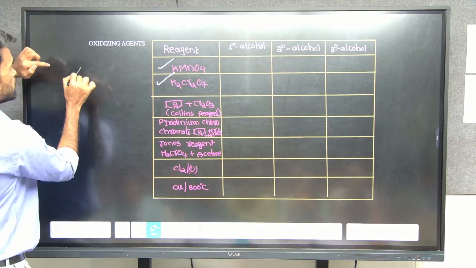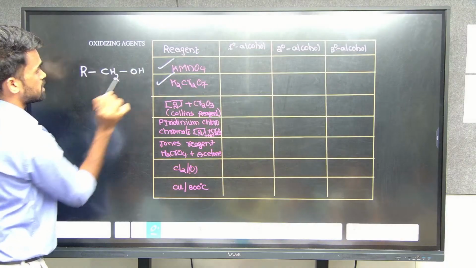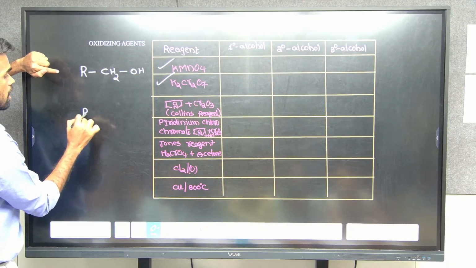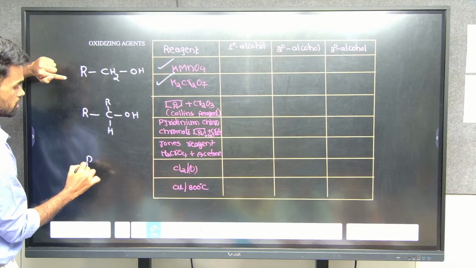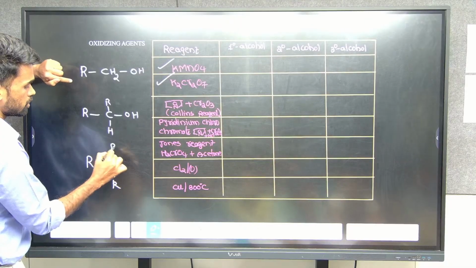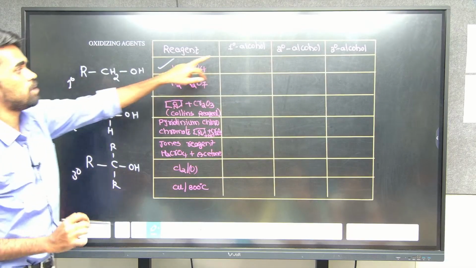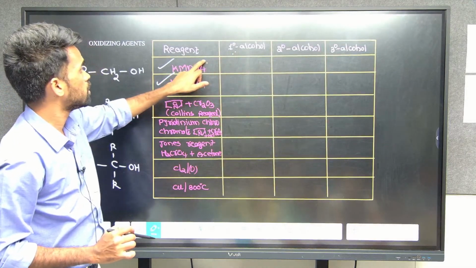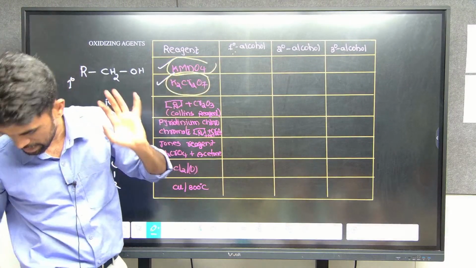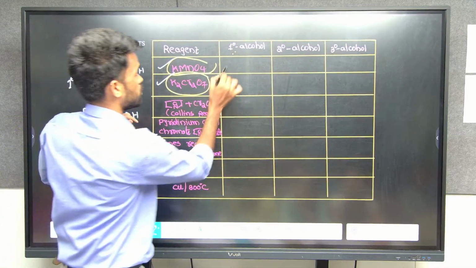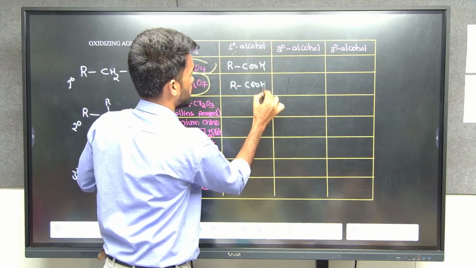When I have a primary alcohol, how does it look? RCH2OH. This is primary. Secondary means RCHROH. Tertiary means RCRROH. Now when primary alcohols are treated with KMnO4 or K2Cr2O7, they convert respectively to carboxylic acids. What is the product formed? RCOOH.